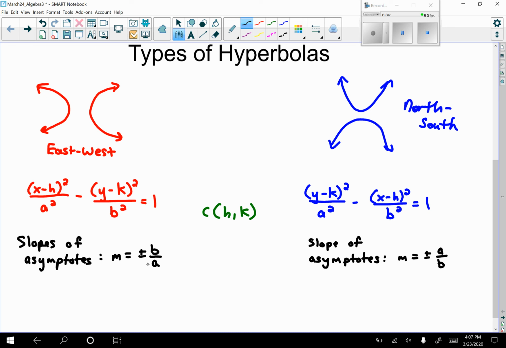We're not really going to talk too much about the vertices in this case as far as how to write them out, but when we go to graph them, we will be stating them. And it's a little different here. The vertices are only where the hyperbolas touch. We're going to draw a rectangle in the asymptote, so we'll write the vertices in after we graph them.